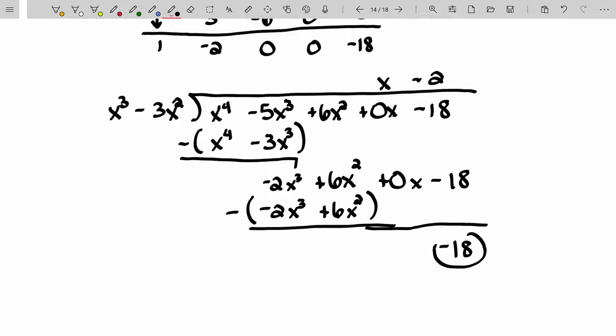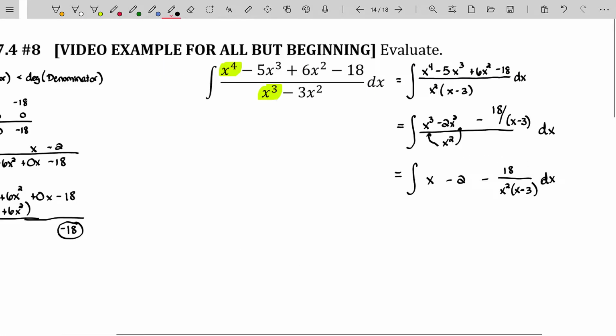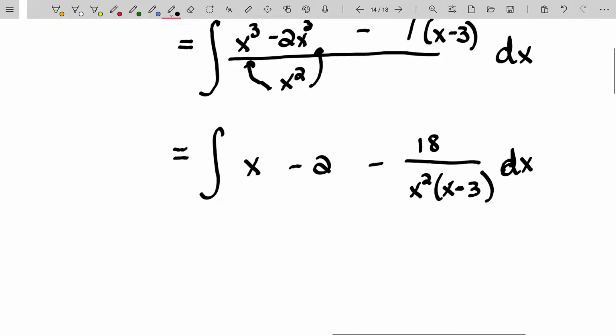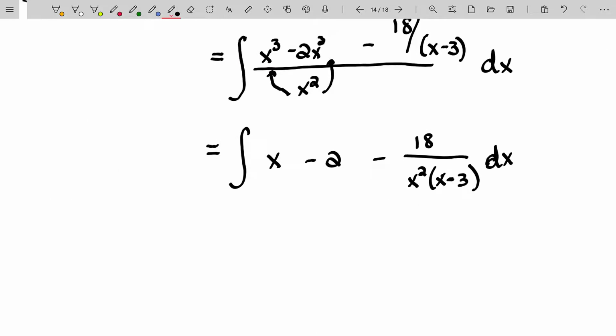And here is what our remainder is, and you get to the same factorization. X minus 2, and then minus 18 over that denominator. Notice this numerator has less power, or less degree, than its denominator. The denominator has degree 3, the numerator has degree 0. At this point, you can actually integrate the first two terms.